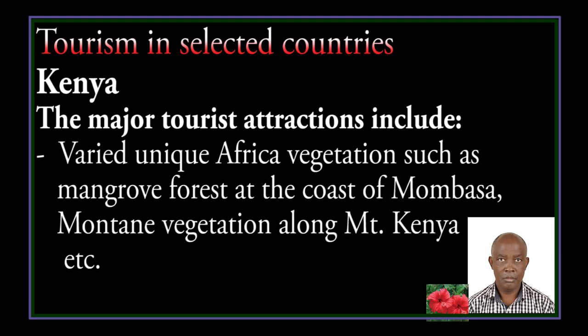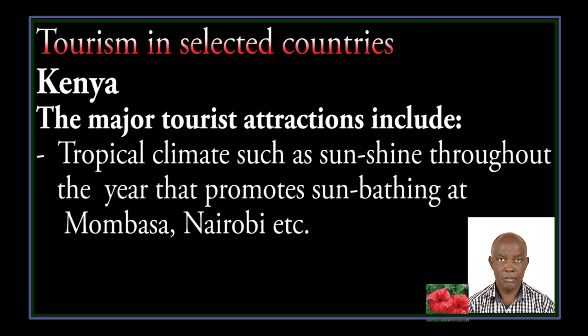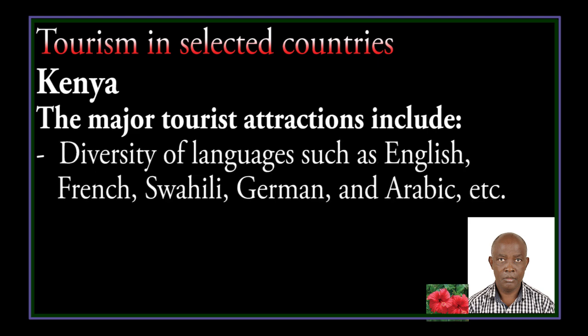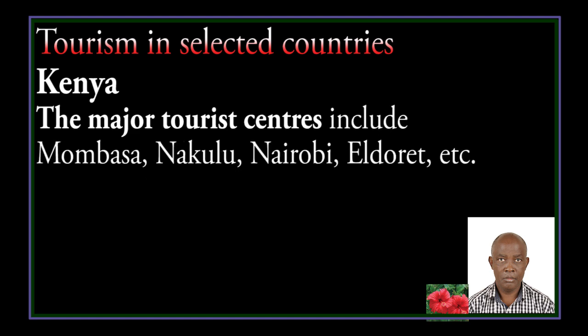on. Varied unique African vegetation such as mangrove forest at the coast of Mombasa, mountain vegetation along Mount Kenya, and so on. Tropical climate such as sunshine throughout the year that promotes sunbathing at Mombasa, Nairobi, and so on. Diversity of languages such as English, French, Swahili, German, Arabic, and so on. Tourist centers in Kenya include Mombasa, Nakuru, Nairobi, Eldoret, and so on.